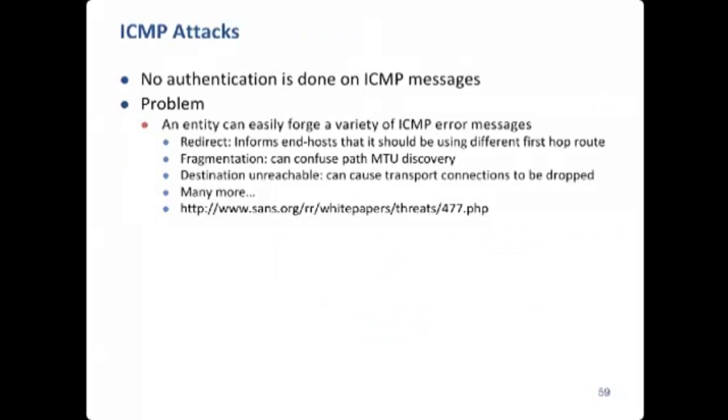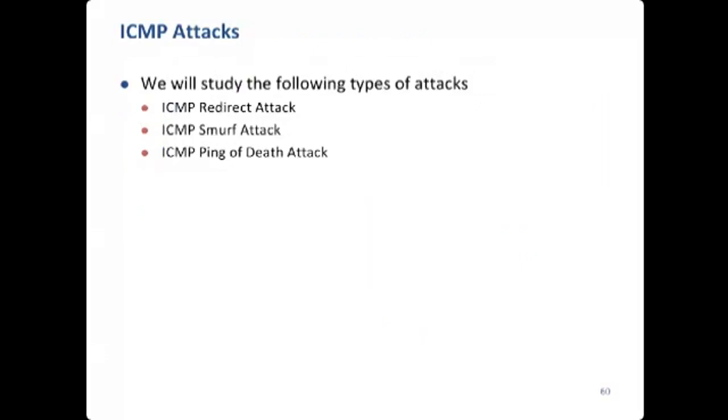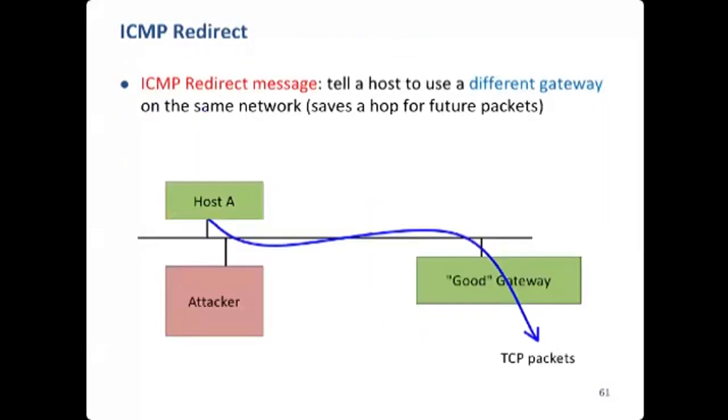Now the question is, how can this be exploited? Can we exploit this? Another 2 minutes and we'll finish. Again, there is no authentication on ICMP messages. Anybody can forge an ICMP message, for example redirect message, fragmentation, destination not reachable. So we'll look at the ICMP redirect message.